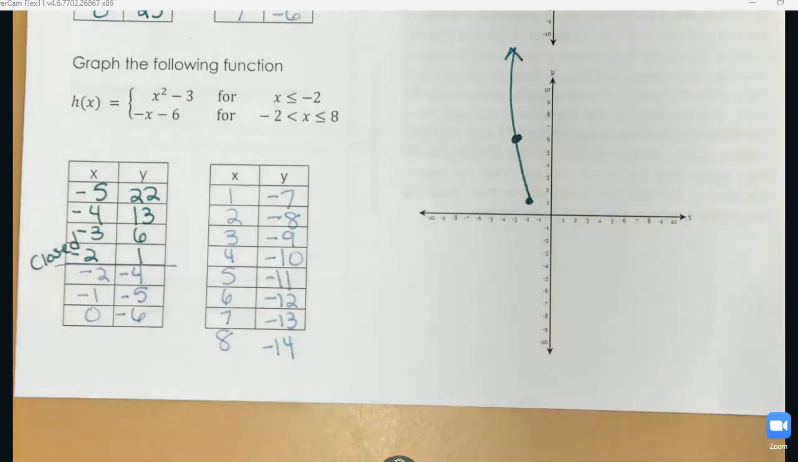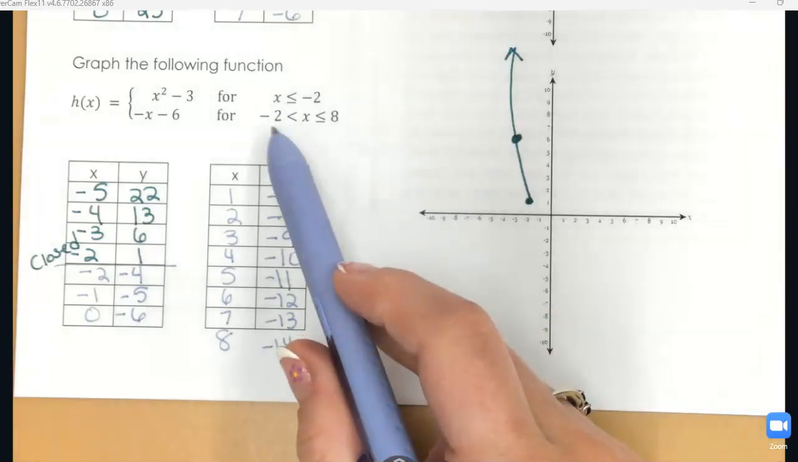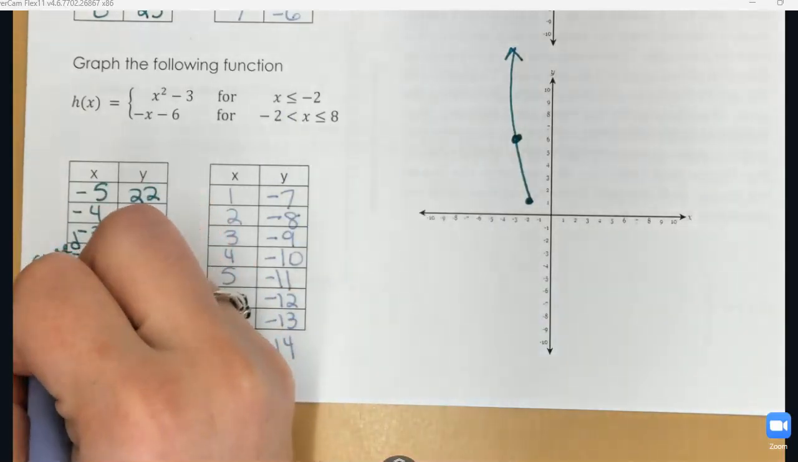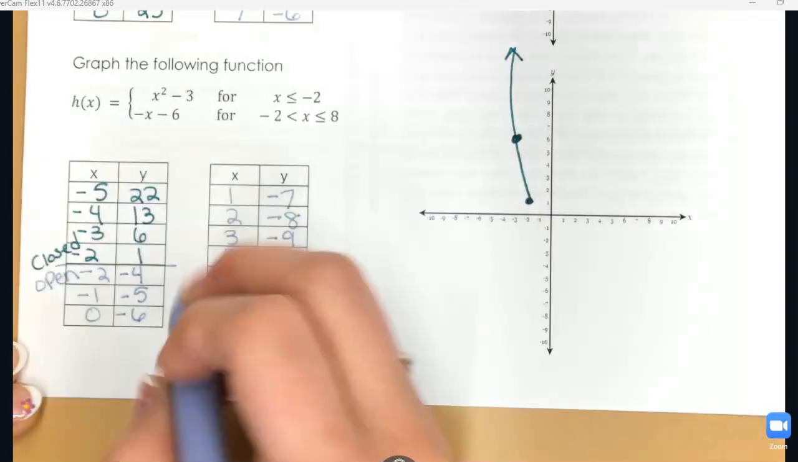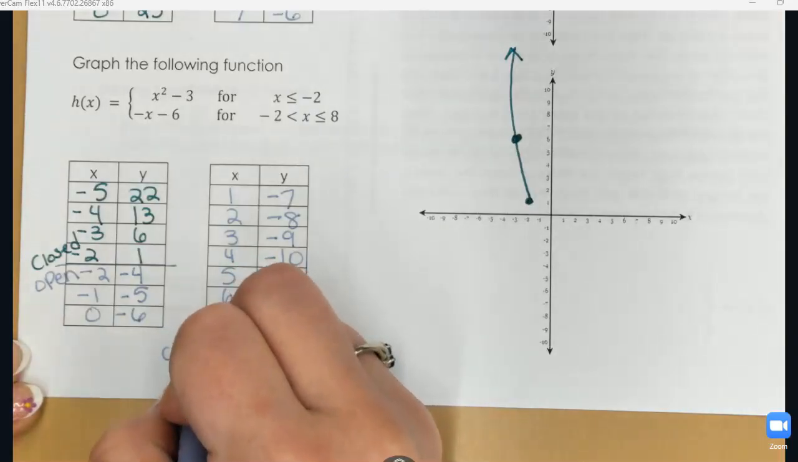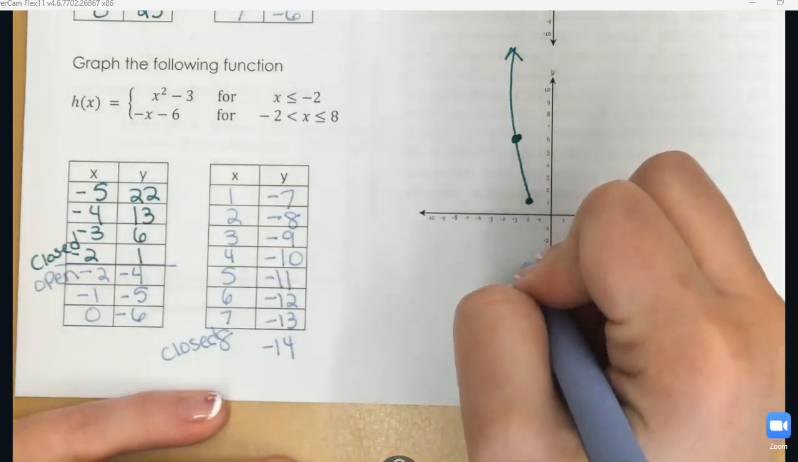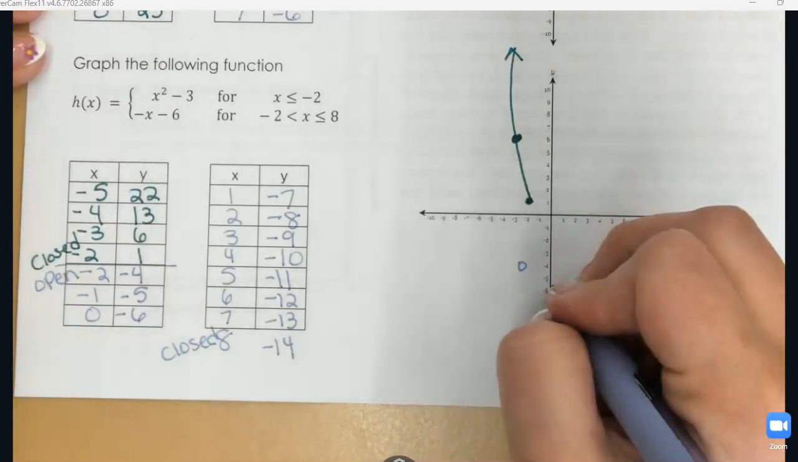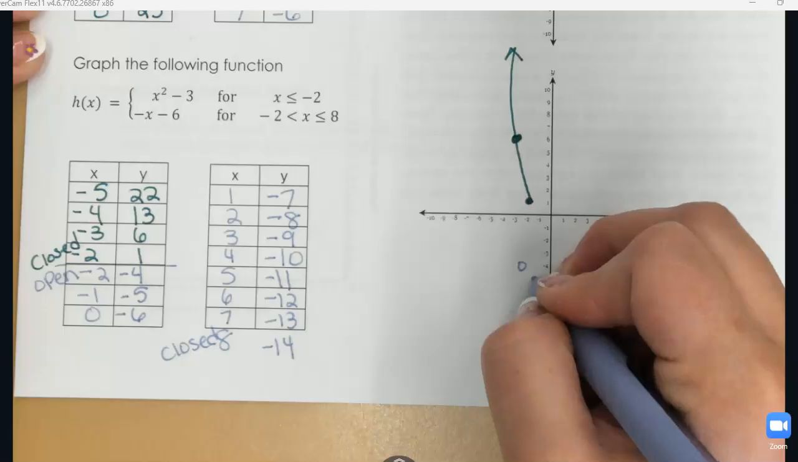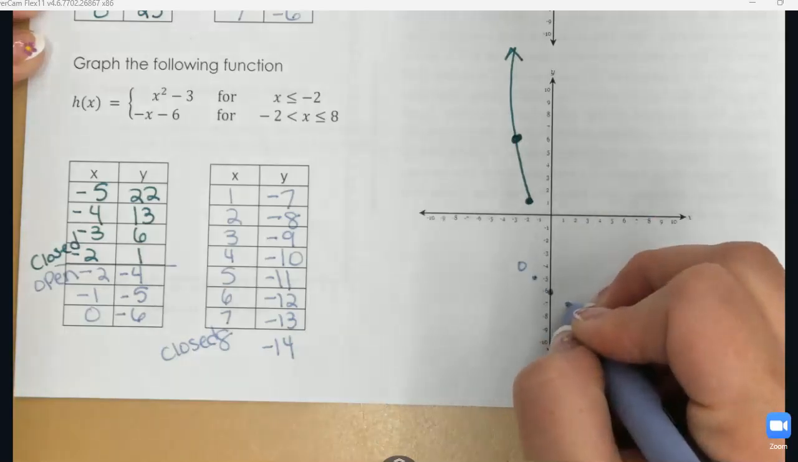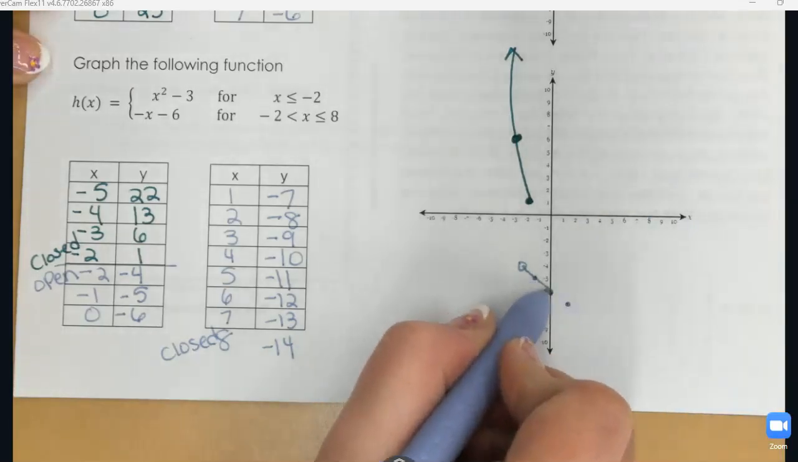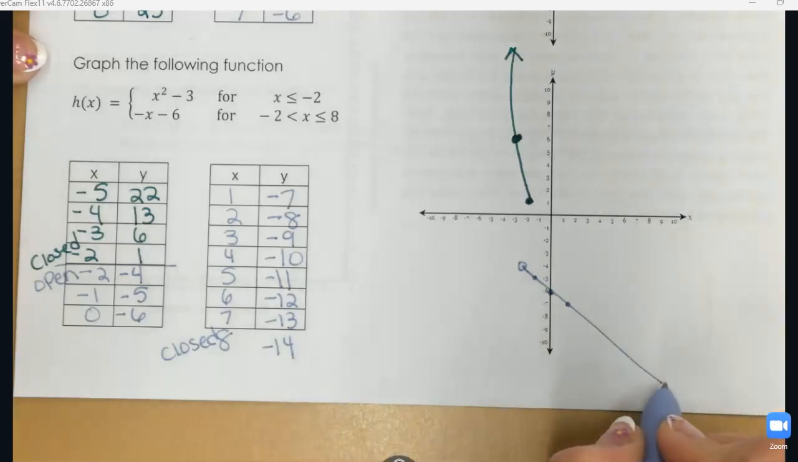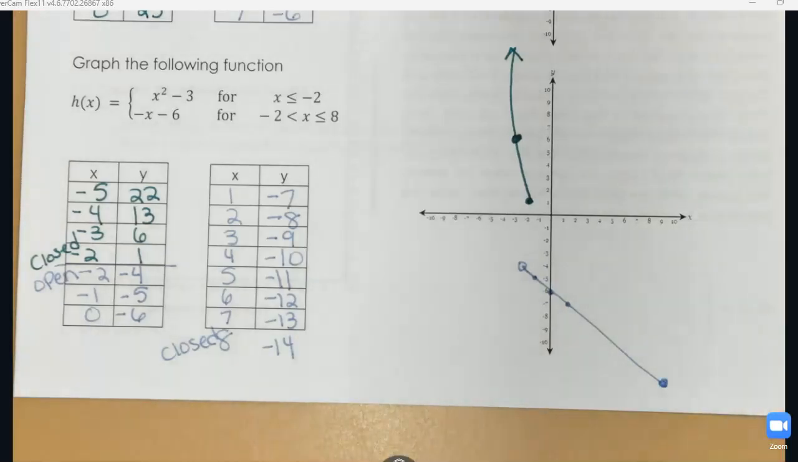Again, fitting as many of those as I can. At -2, I'm going to have an open circle. And at 8, I'm going to have a closed circle. So making sure I account for all of that, I can plot a few more points just to get an idea of what my graph should look like. But this is going to go until I reach 8, -14 with a closed circle.